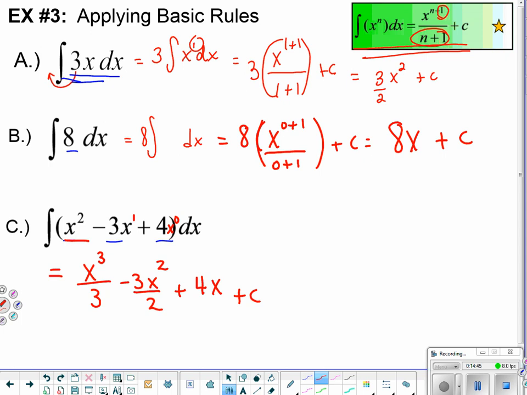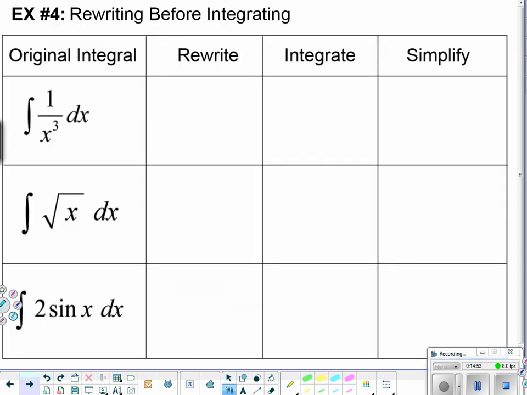Check out each of their derivatives. Does it bring you back to the integrand here? I suspect it will. Some of them can get a little bit more difficult. So I think I might want to rewrite this. Remember when we started derivatives? If we had something funky, we like to rewrite it. The same is true with these integrals.